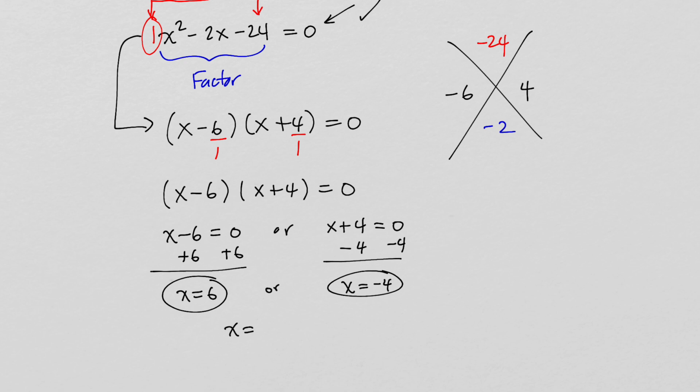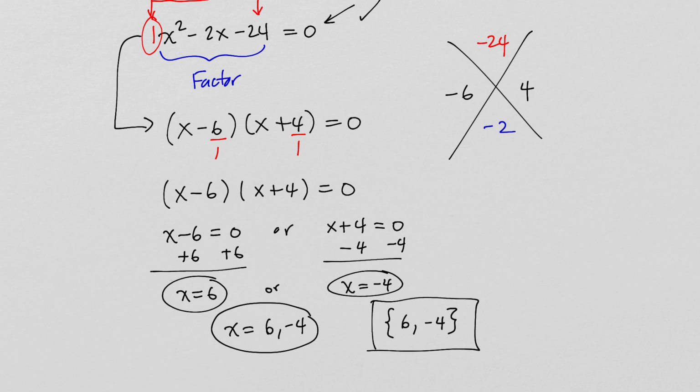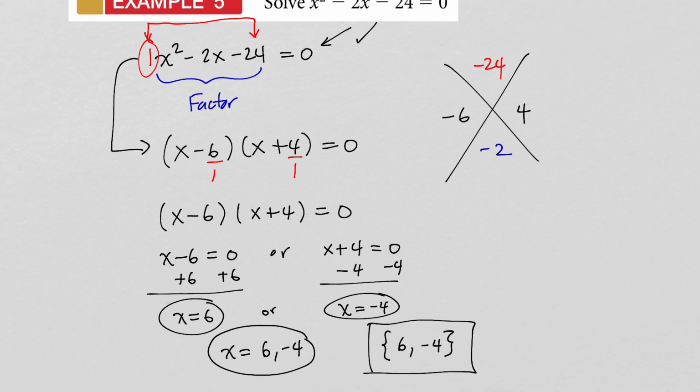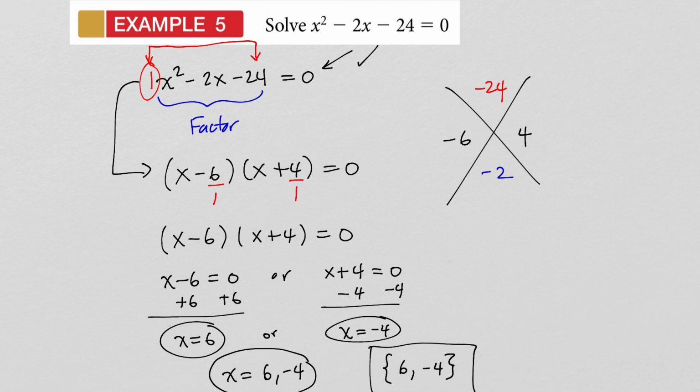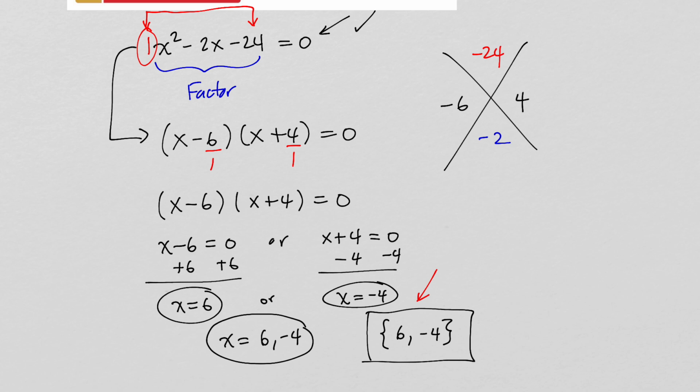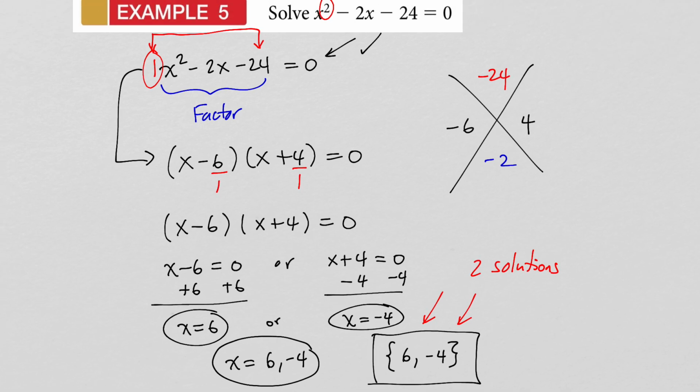We get x equals 6 or x equals negative 4. Now, you can write that together like this. This is what we usually do. Or you can put these two answers in a solution set. Either way. So one thing I want to point out at the end here is notice that quadratic equations, which are second degree, are going to typically have two solutions. Not always, but most of the time. And that is not a coincidence.